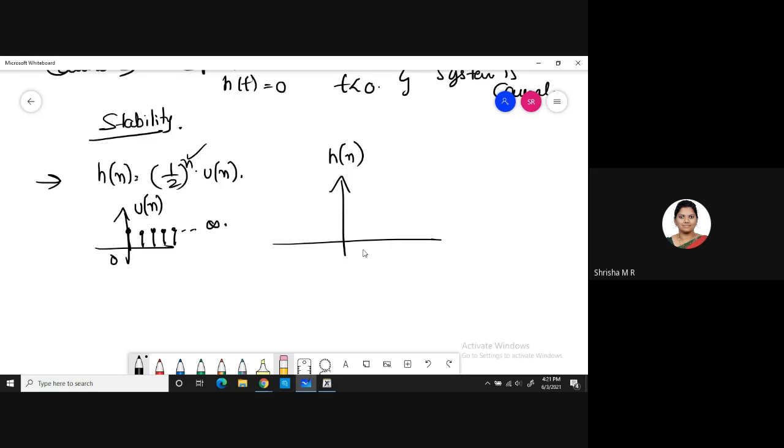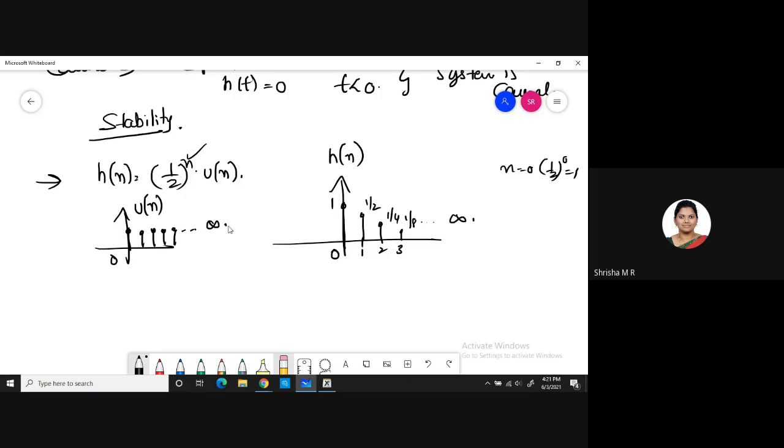So give values for this n. If n is equal to 0, half to the power of 0 is 1. So at n is equal to 0, we have 1. At 1, you have half. At 2, you have 1 by 4. At 3, you have 1 by 8, and so on. So the waveform starts from 0 and goes up to infinity. If you had u of minus n, h of n would be half to the power of n into u of minus n, but you have been given u of n, so it exists from 0 to infinity.